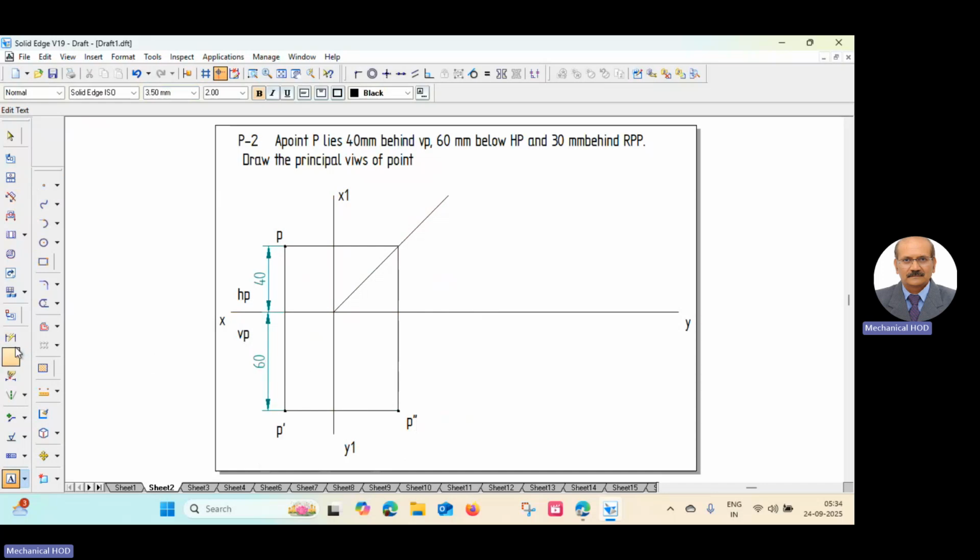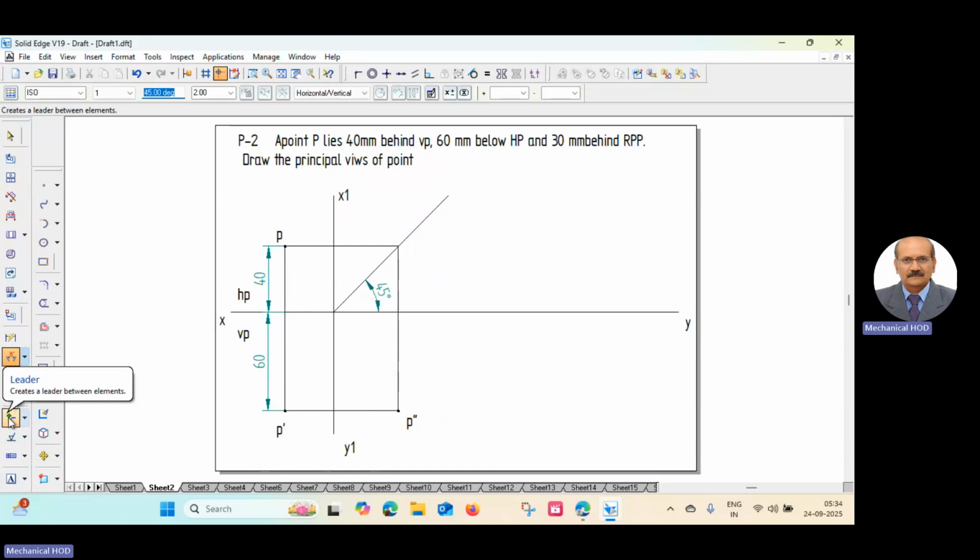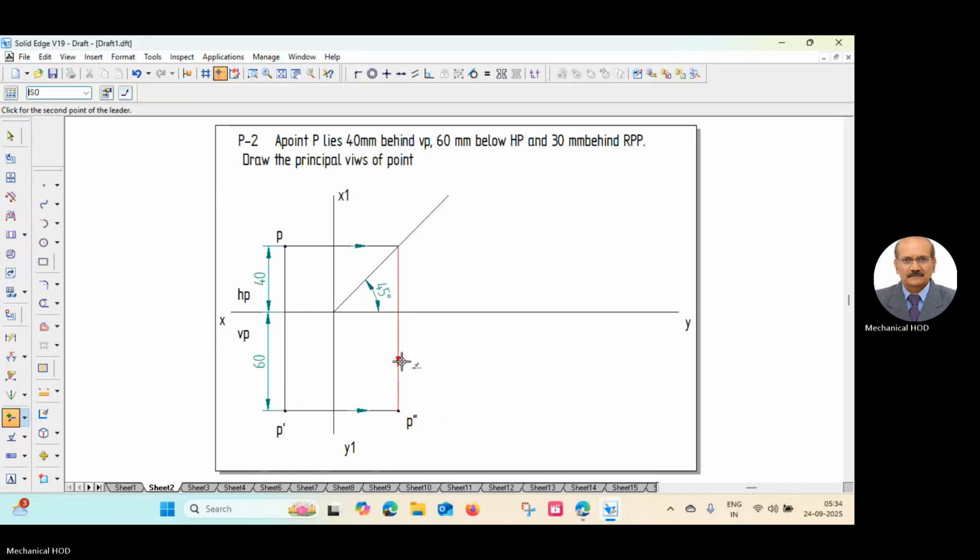Now go to angle between. So this angle, measure this angle 45 degree. Then go to leader line. This is a leader line which is used to draw the arrow end to show the direction of movement. So this is the end of this problem. We have solved the point P lying on the third quadrant.